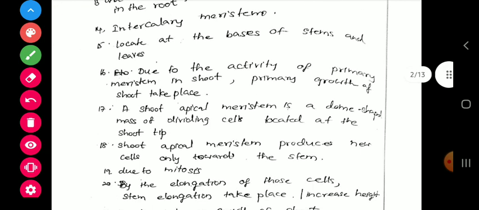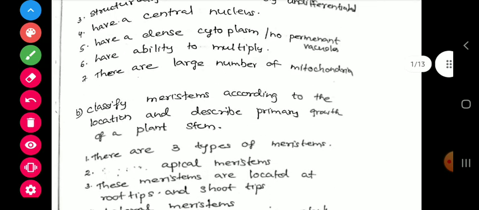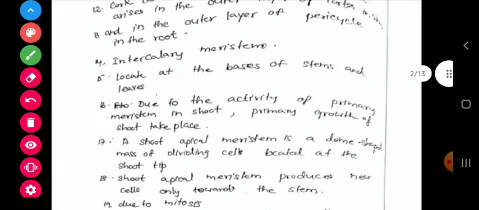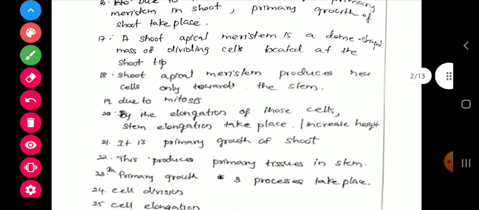Now we are coming to the next part of the question. So what's the next part of the question? They have said classify meristems according to the location and then describe the primary growth of a plant stem. Now we have to describe the primary growth of a plant stem. See how nicely they have come to the answer.